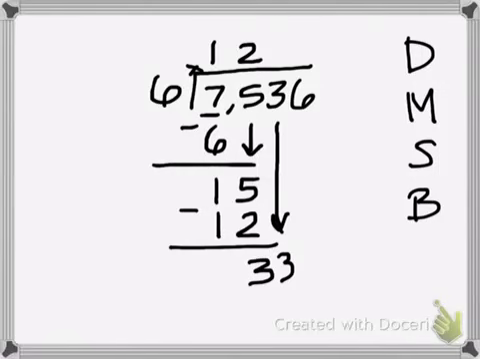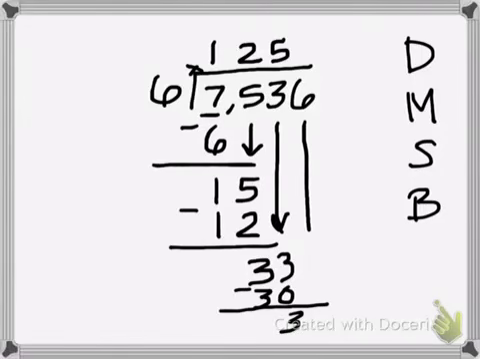Well, I know 6 times 5 is 30. 6 times 6 is 36, but that's too large. That's bigger than the number I'm dividing into. So I'm going to have to use 6 times 5. So 6 times 5 is 30. That was the multiply step. So 30 gets written below. The third step is subtract. 33 minus 30 is 3. And then the last step is bring down.